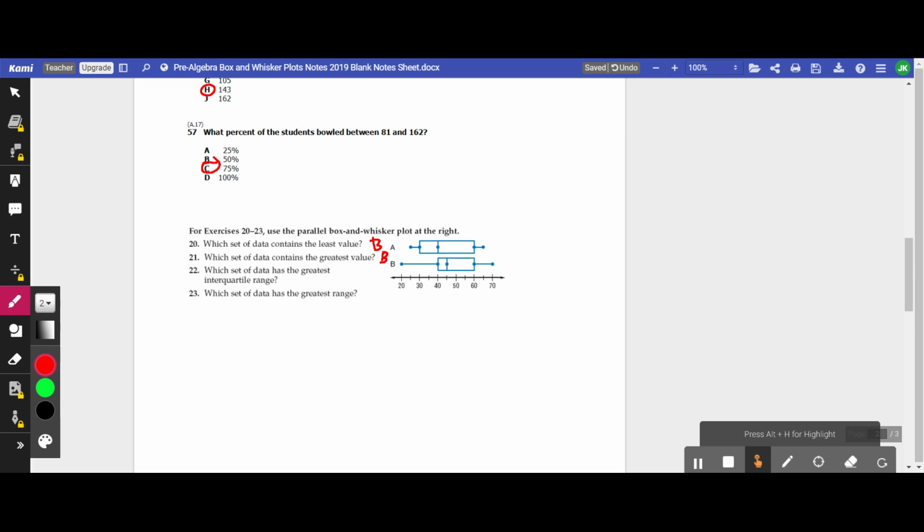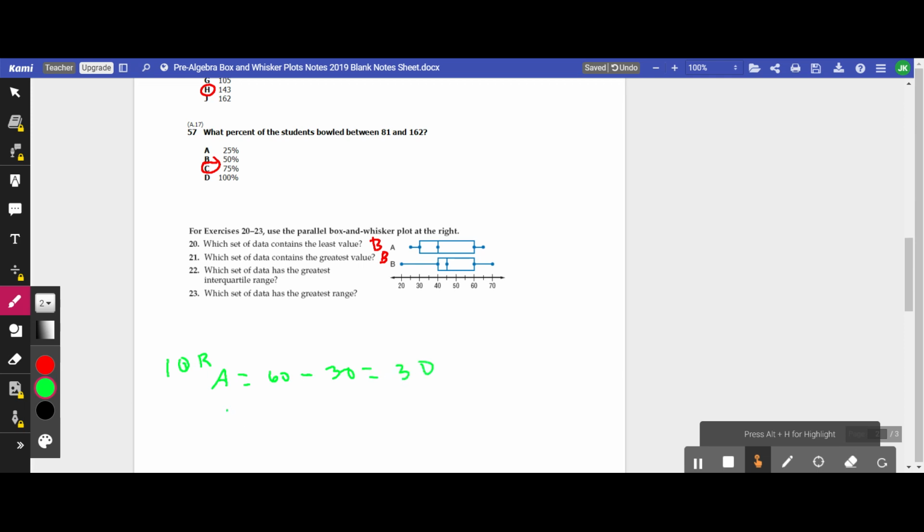And then for 22, this asks which set of data has the greatest interquartile range. Remember, to find the interquartile range, that's your upper quartile minus the lower quartile. So I'll write down the work for these here. For A, you can take your upper quartile for A, which is at 60, and then subtract your lower quartile, which is where the box starts, which is 30. So you can do 60 minus 30 for that one. So that would be 30 then.